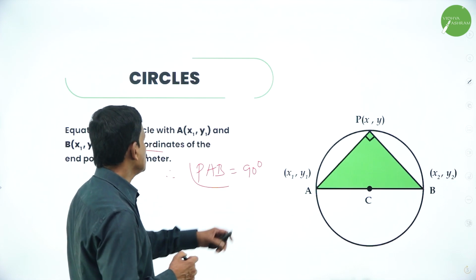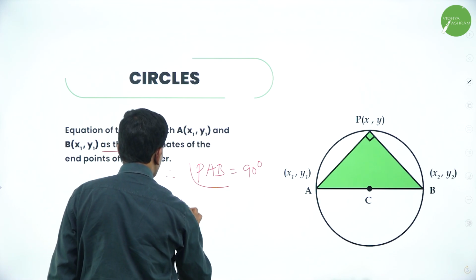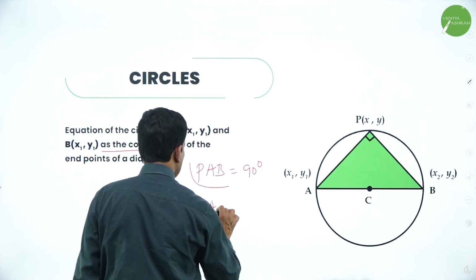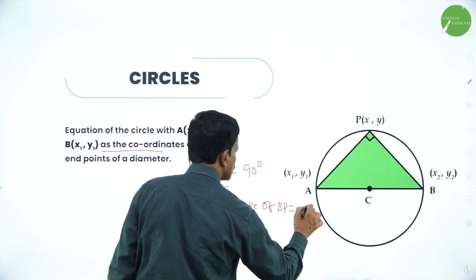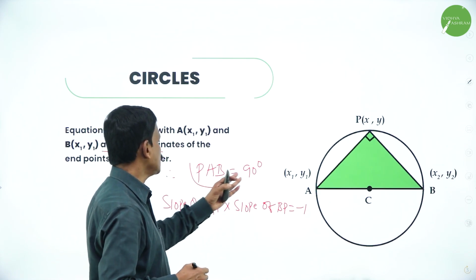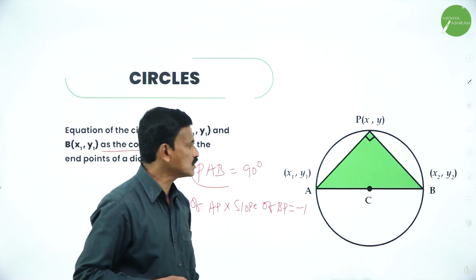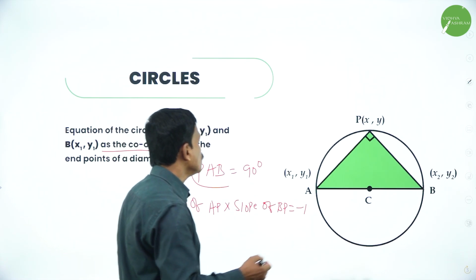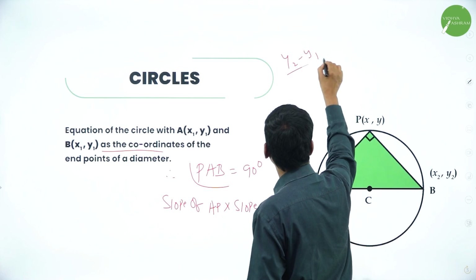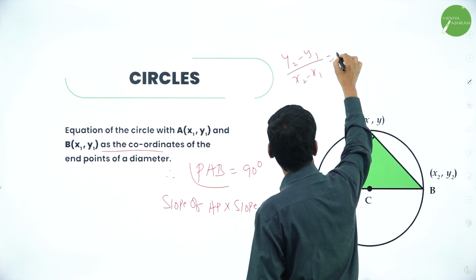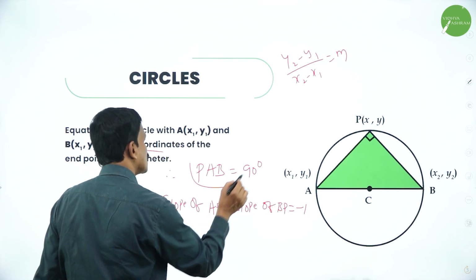Now find out the slope of AP and BP. Since we know that slope of AP into slope of BP is always equal to minus 1, since it is 90 degrees, m1 m2 is equal to minus 1. Slope of AP and slope of BP is equal to minus 1. Just find out the slope. You know the formula for slope of the line? Slope of the line is nothing but y2 minus y1 divided by x2 minus x1. This is the slope.